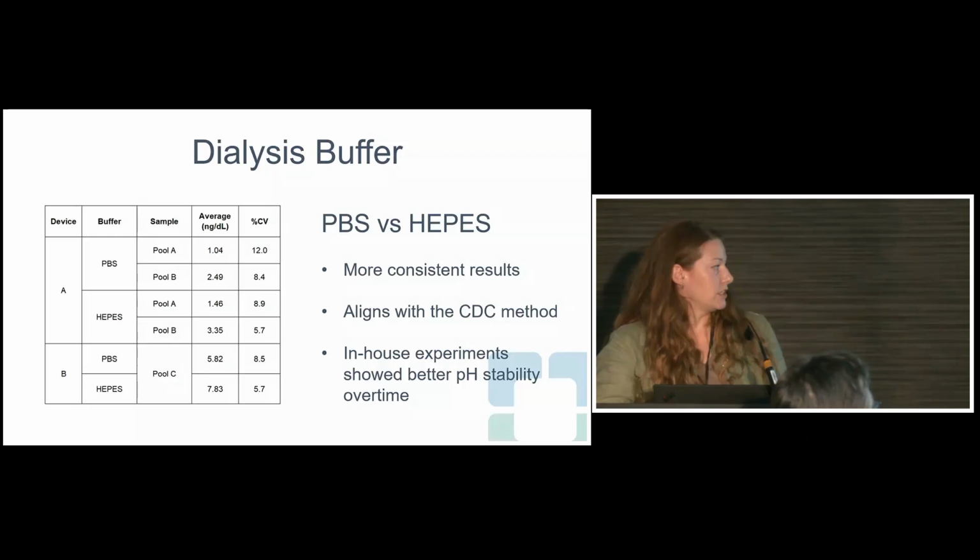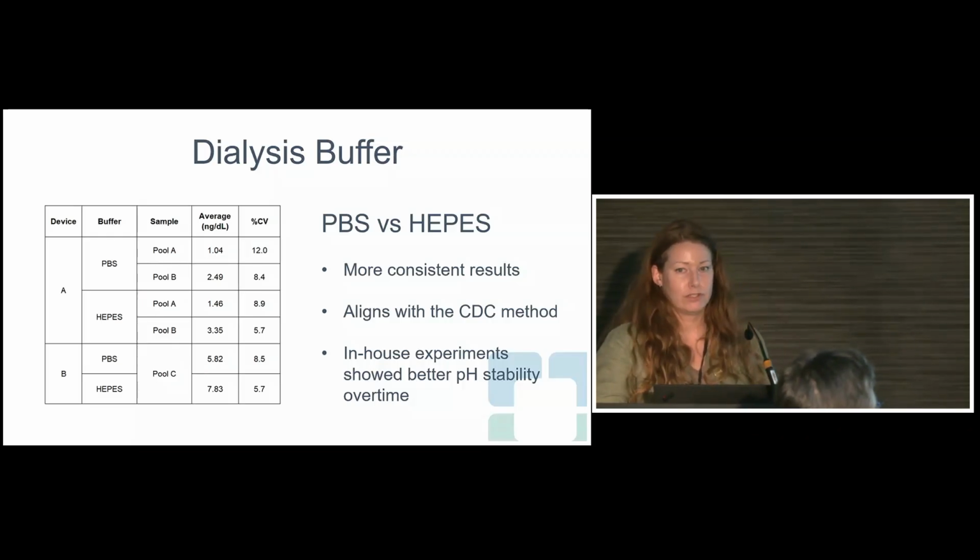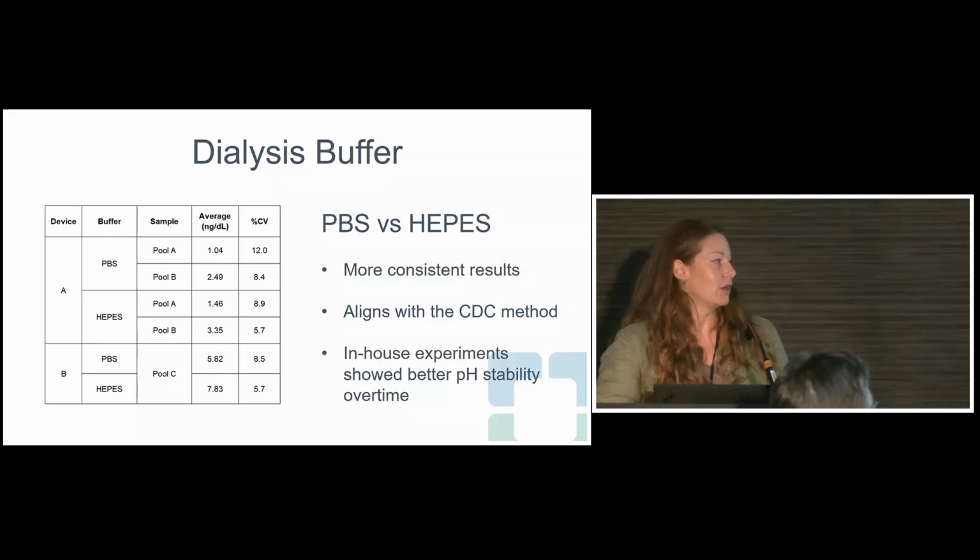It's more consistent. It did align with the CDC method, and if your ultimate goal is to be harmonized with a reference procedure, it would make sense to just go ahead and use that. But doing our due diligence, we wanted to evaluate the others. And we were also able to perform some in-house stability experiments, and the pH buffering capacity and just the pH stability in HEPES over time was much better for the workflow.